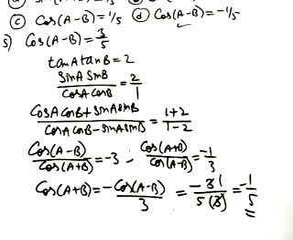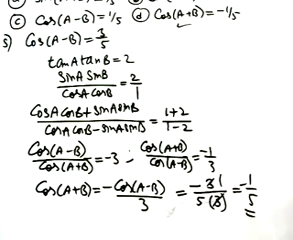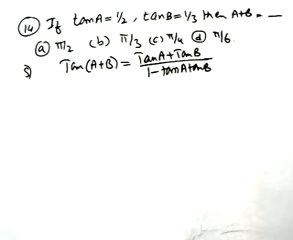So the answer is cos A plus B. Already cos A minus B is given, no? This cos A plus B is minus 1 by 5. Now you see the next question.